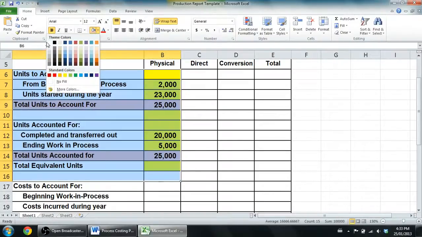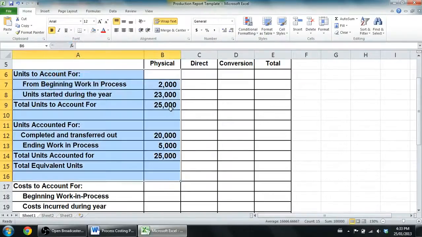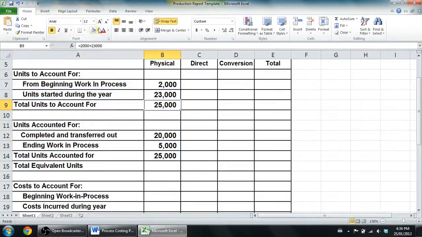So that's the first part of our production report. And I do want to highlight these two because they do have to match. I just want you to keep in mind that the total units to account for has to match the total units accounted for. Again, your instructor might not give you this chart, but I can tell you that production report questions, or if you have to prepare one or figure out this stuff for process costing, it works really nicely if you fill it into this template. Okay.